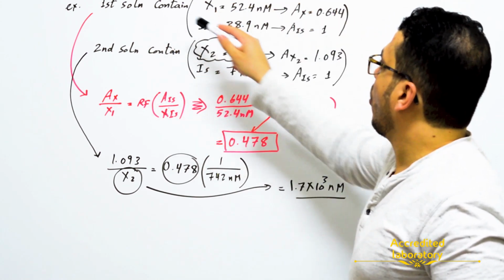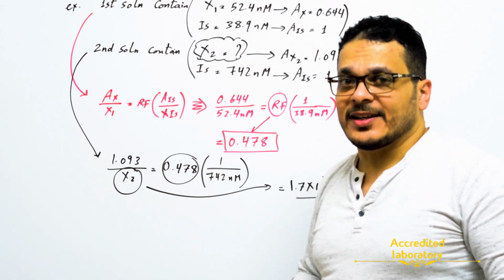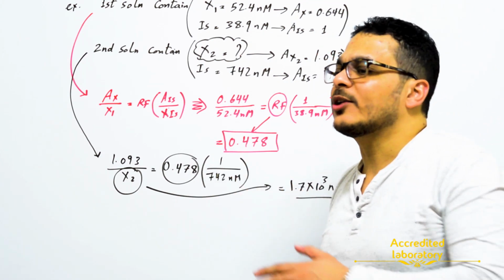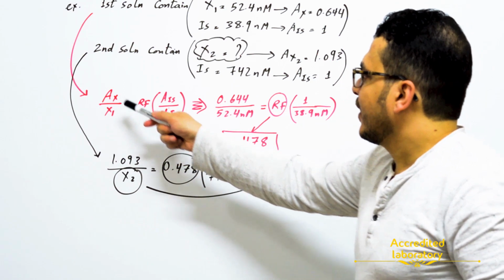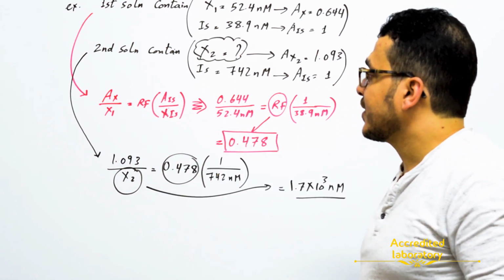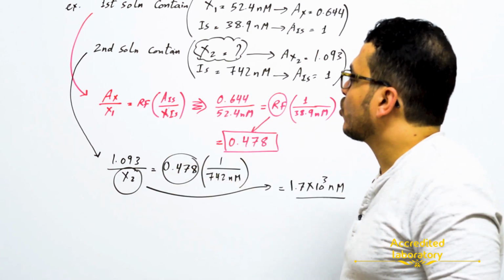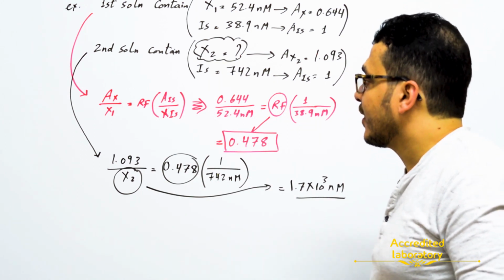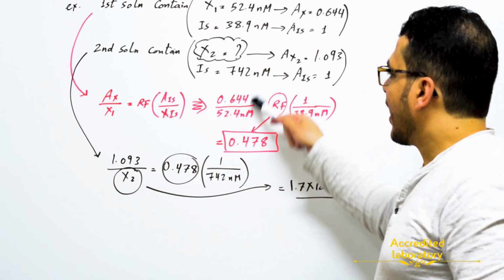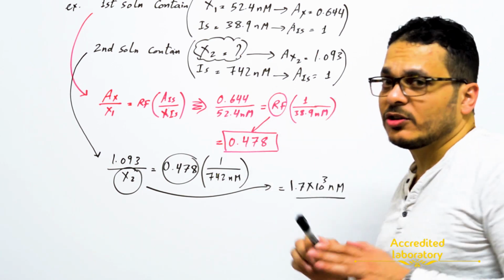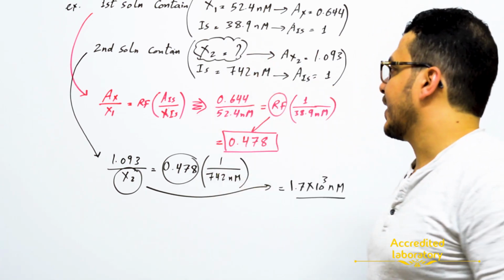From the first solution, we have all the values, so we can calculate the response factor from the first solution. Once we have calculated the response factor, we can use it to calculate the concentration of any unknown target analyte in any sample after that. In this equation, the area of the analyte in solution 1 divided by the concentration of analyte in solution 1 equals the response factor multiplied by the area of the internal standard divided by the concentration of the internal standard for solution 1. We have all these values, so we can calculate the response factor, which is equal to 0.478. We can use this response factor to calculate the concentration of the unknown target analyte in this sample.